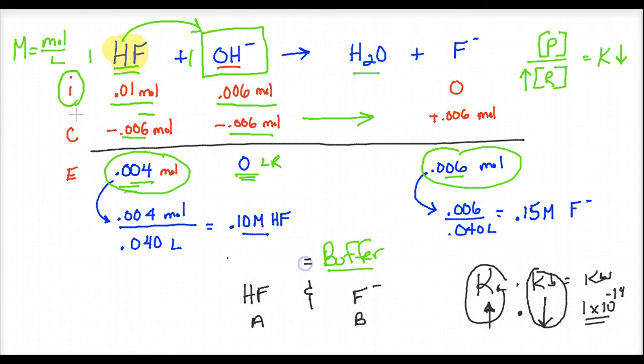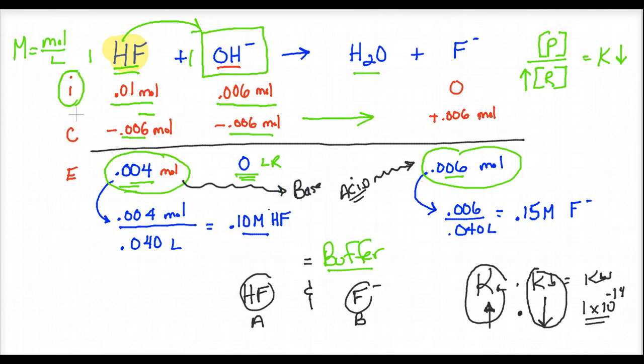Why is it a buffer? Well, if I was to add some acid into this solution, the solution would prevent the pH from changing a lot because the base part, F negative, is a base because it can accept a proton and reform the acid. So the acid will be consumed by this base, and the pH would stay very constant. If I was to add some base to this solution of HF and F negative, then this acid part could neutralize it and keep the what?